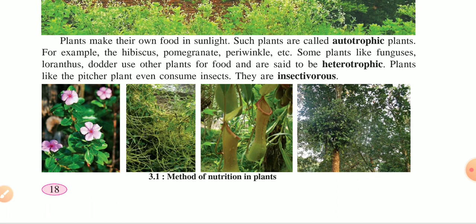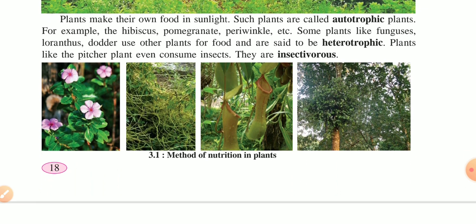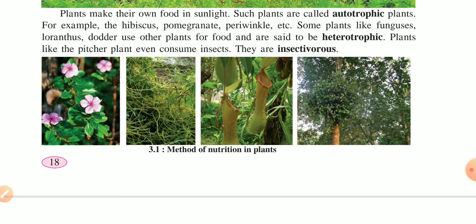Plants make their own food in the sunlight. This process is called photosynthesis. Such plants are called autotrophic plants. Autotrophic means what? They make their own food. These plants are called autotrophic. For example, hibiscus plant, pomegranate plant, periwinkle plant. These are autotrophic.